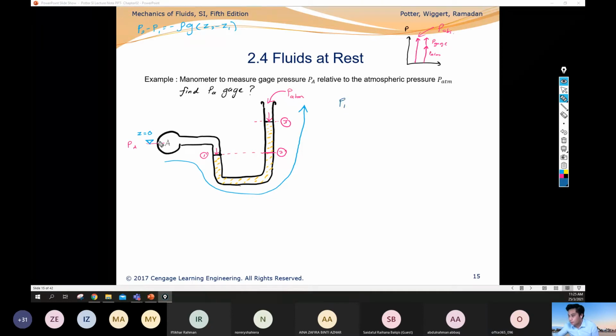P1, this is final. We're going from A to point 1. You can see this is final and this is initial. Final minus initial. So P1 minus PA equal to negative rho of what? Rho of A or rho of point 1? Rho of A. Okay, rho of A, because we're going through these fluids. Z1 minus ZA. And then let's say this is rho of 2.